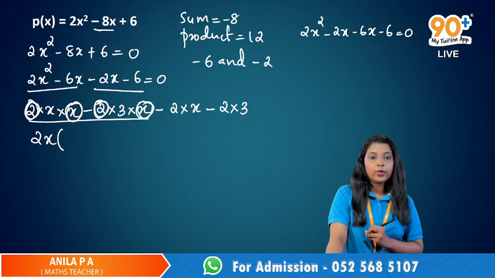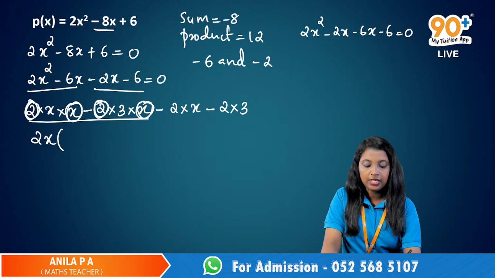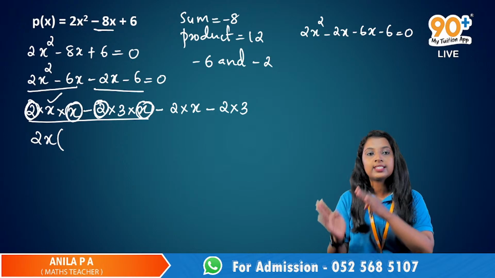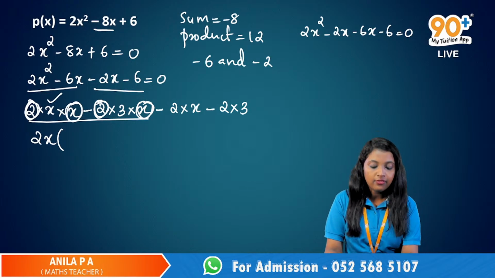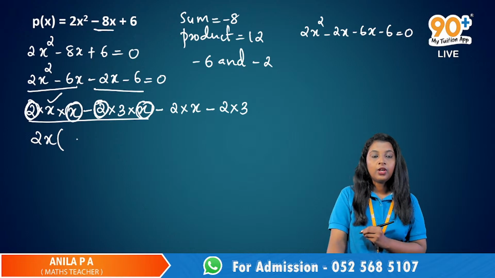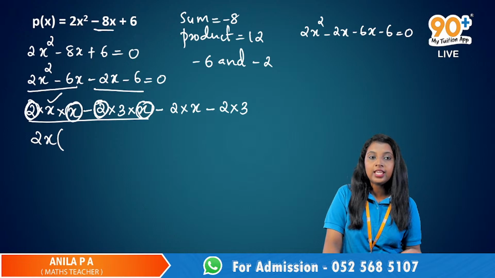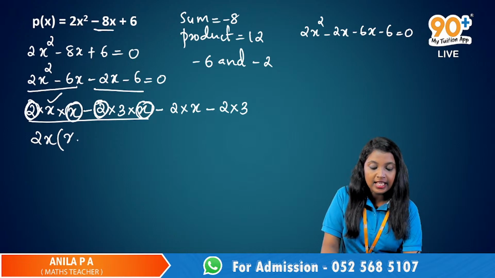After taking this 2x, what is remaining in the first term? Here we have one x. It was 2 into x, and we took this 2x outside. After taking that, we have one x there. And what about the second term? After taking 2x, we have a negative 3 here.